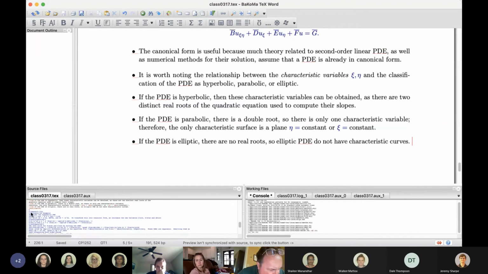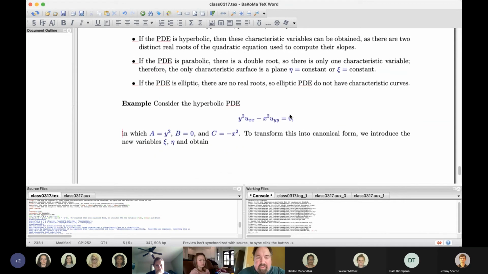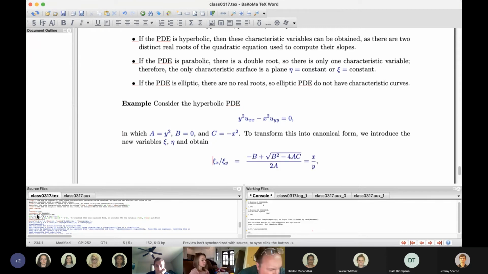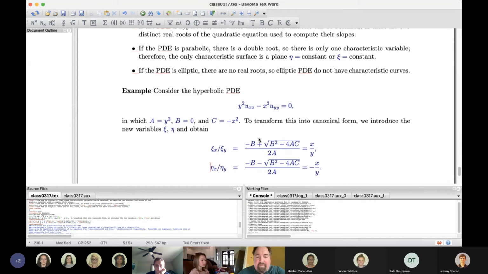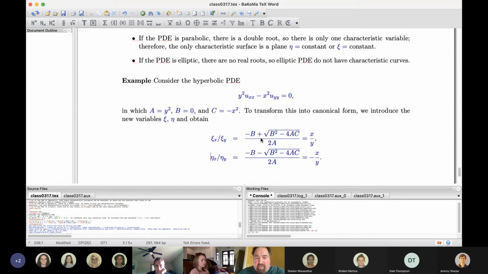So now I'm going to step through an example involving a hyperbolic PDE. All right, so here's our original PDE. So we have our A, B, and C. And then our change of variable to xi, eta satisfies these equations. So from our quadratic formula, if we fill in A, B, and C, this is what we get: x over y in this case, and then minus x over y for this case.